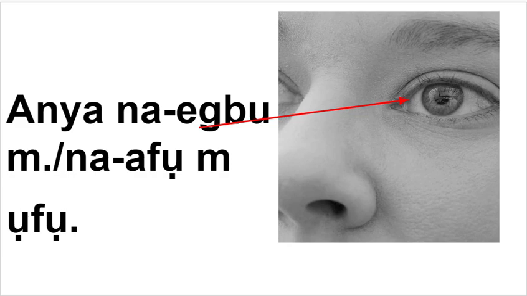Anya na-egbu m. Now for anya, the eyes, anya na-egbu m when there is this pain. But anya can also be anya na-afụ m ụfụ when you are hurting due to maybe you have a boil on the eyes or something entered your eyes and it's just hurting at that moment. So you can say anya na-afụ m ụfụ. But when it's anya na-egbu m, you're having a kind of sickness, having one eye problem or the other that is not caused by an external injury. So that is basically the difference.